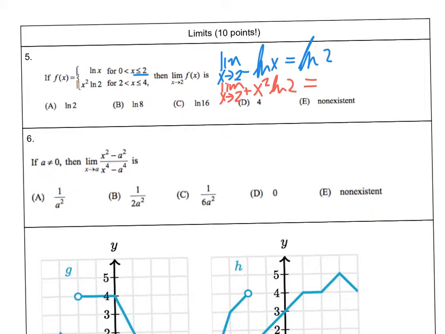And when I plug that in, we get 4 ln of 2. Since these are not the same value, the limit is non-existent.